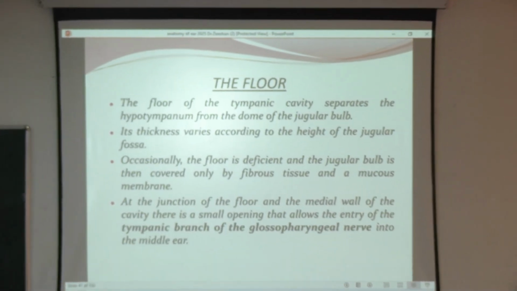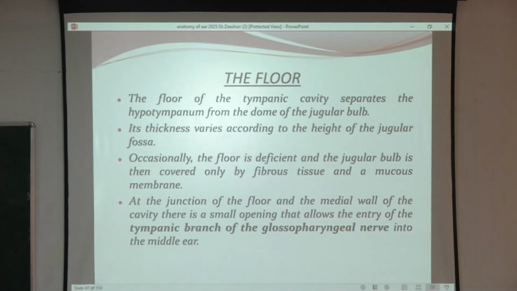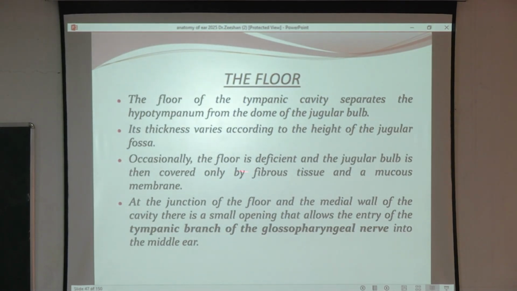So what is the applied anatomy? Occasionally the floor is deficient and the jugular bulb is then covered by only fibrous tissue and a mucous membrane. It is a highly vascular area. Suppose during a surgery this floor is dehiscent, you may injure the jugular bulb, and that can lead to lots of bleeding. So you need to be careful whether the floor is present or it is dehiscent, absent. At the junction of the floor and the medial wall of the cavity, there is a small opening that allows the entry of the tympanic branch of glossopharyngeal nerve into the middle ear.